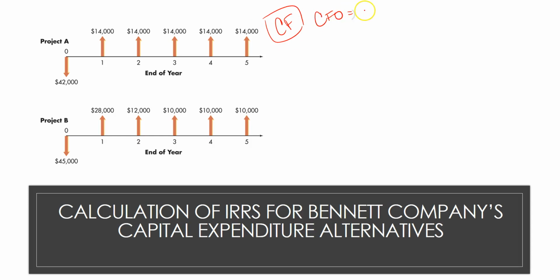Cash flow at time period 0 is a negative $42,000, so that's the cost. Cash flow at time period 1 is $14,000, and that occurs 5 times. Once you do that, you push the IRR button, enter down, compute, and you get 19.9%. So let's see how it looks on our financial calculator.